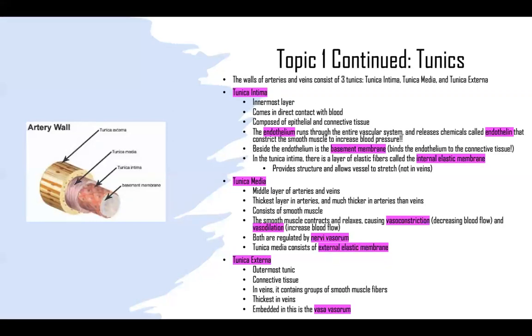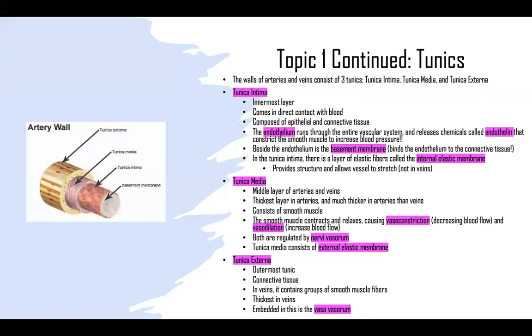The external elastic membrane is also found in the tunica media, and it is not normally seen in smaller arteries nor veins. Finally is the tunica externa. This is the outermost tunic, which is made of connective tissue. In veins, it contains groups of smooth muscle fibers as well. It is also the thickest tunic in veins.